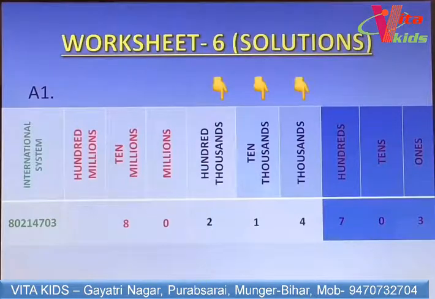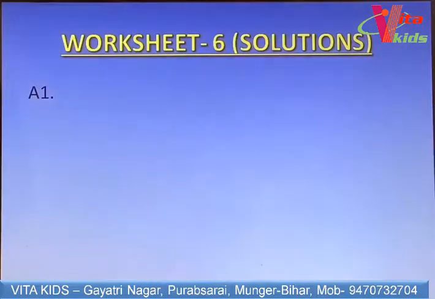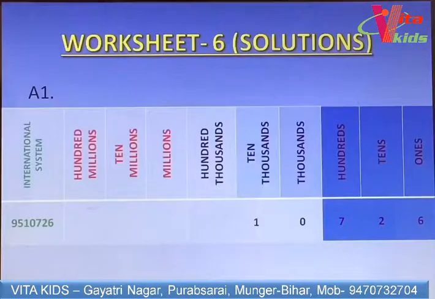Then comes the thousands period. In thousands period we have 2, 1 and 4. 2 under 100,000, 1 under 10,000 and 4 under thousands. So we will read it as 214,000. Next we come to the units period. Units period has 7 under hundreds, 0 under tens and 3 under ones. So we will read this as 703. When we put all this together, we get the number named 80,214,703. B part, we will again write the number in the place value chart.